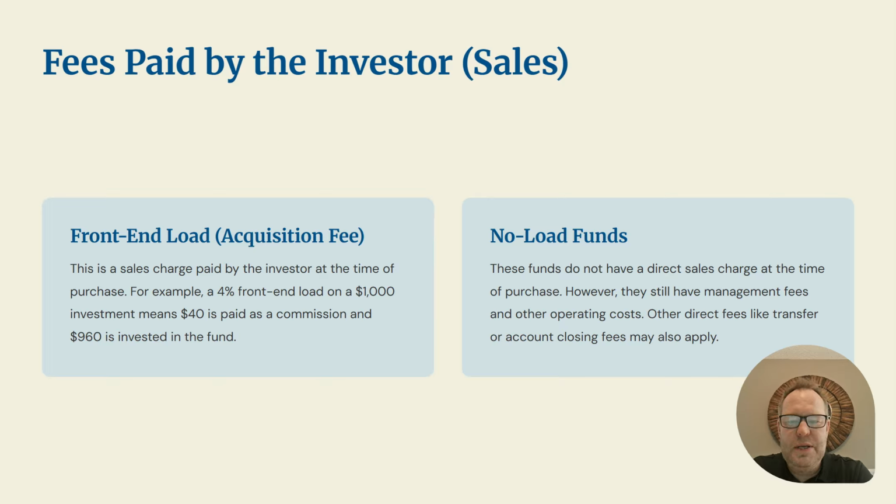They would be a front end load or an acquisition fee. Front end meaning at the beginning of a purchase, there would be a sales charge to the client that would then be paid to the advisor for selling. So this is a sales charge paid by the investor at the time of purchase. For example, a 4% front end load on a $1,000 investment means $40 is paid as a commission and $960 is invested into the fund. Again, this is the old method of payment to advisors, an upfront commission paid by a client to an advisor for selling a mutual fund.